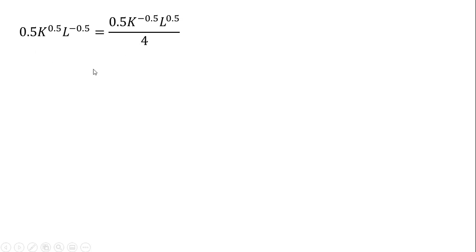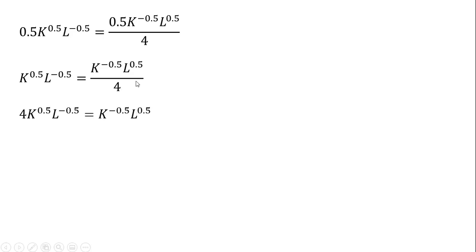Okay, so just rewriting the expression here. The 1/2s cancel. Multiplying everything through by 4. Moving this L here with the negative exponent down into the denominator on the left-hand side. Likewise, on the right-hand side, this K with the negative exponent, I move down into the denominator on the right-hand side. Do some cross-multiplying, and we're going to get L equals 4K.